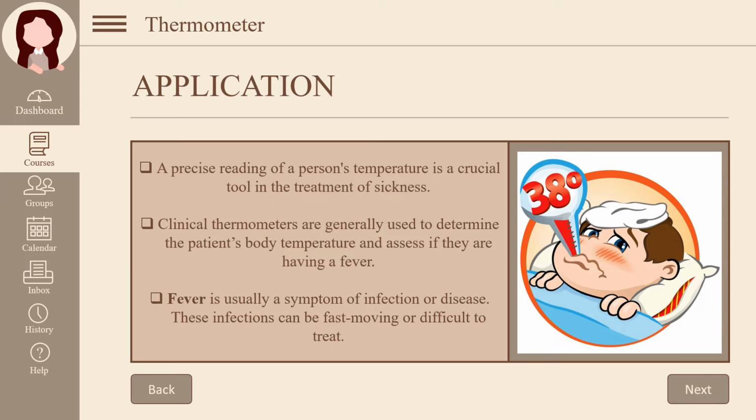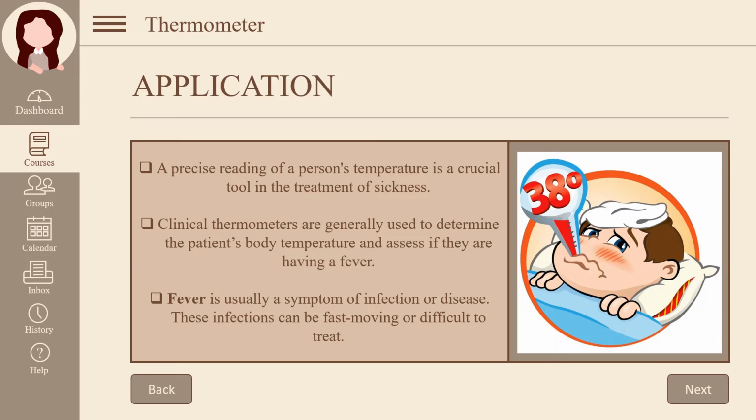A temperature of 38 degrees Celsius or greater on an oral, rectal, ear, or digital thermometer is termed a fever. The temperature measurement on an axillary or armpit thermometer will be roughly 1 degree Fahrenheit or 1 degree Celsius lower. Therefore, anything over 37 degrees Celsius is considered a fever.